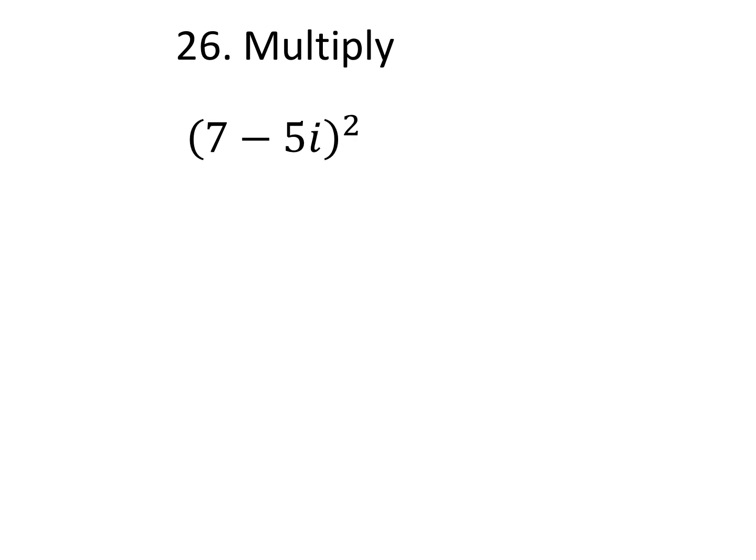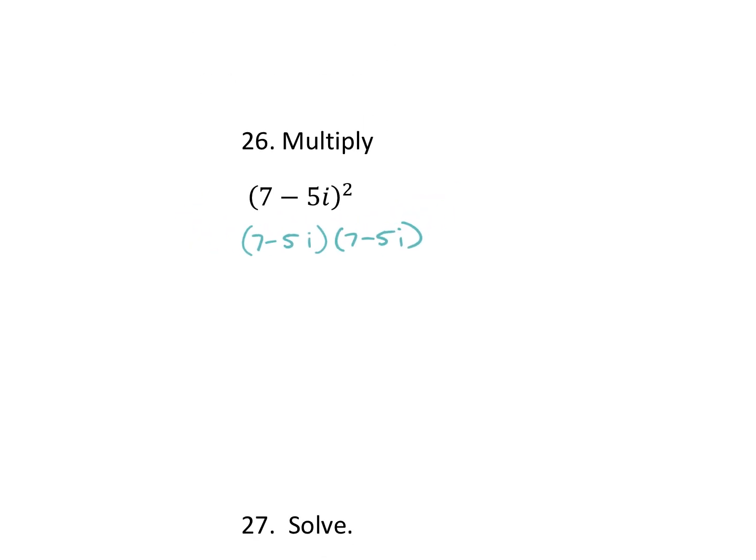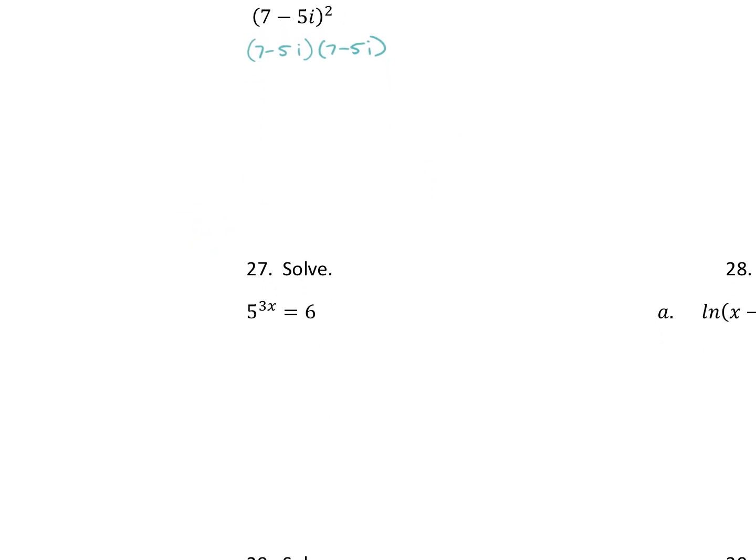I was going to skip 26, but just for practice. 7 minus 5i squared is like saying 7 minus 5i times 7 minus 5i, and then just FOIL these together. I know you guys know how to FOIL, but just don't forget, when it's squared, you absolutely cannot distribute the squared. Write it twice and FOIL it out.